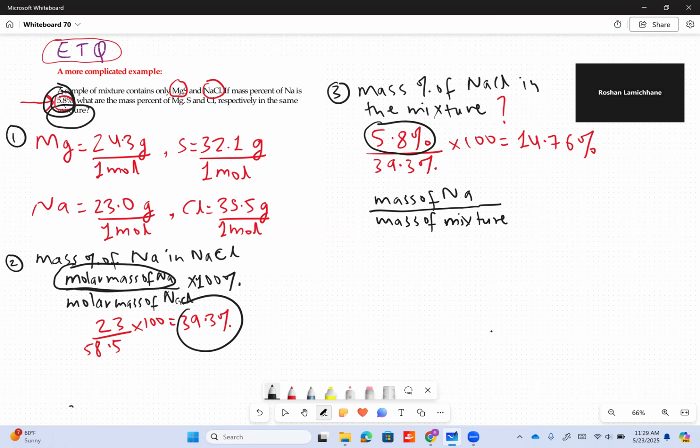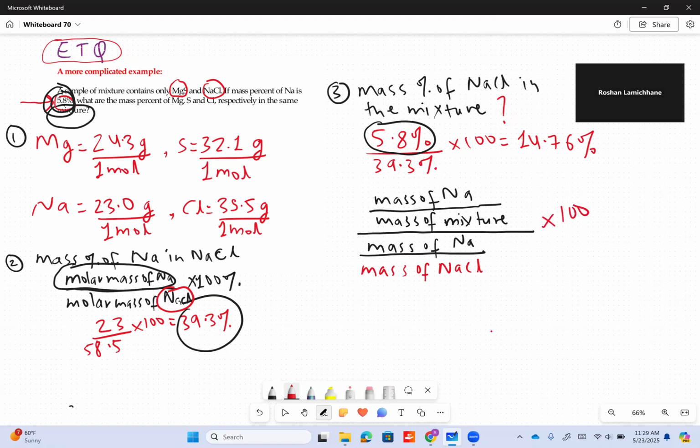That's my 5.8%, right? That is being divided by my 39.3%, which is the mass of Na in the mass of NaCl, right? Not the mixture, just in NaCl. And then we multiply that by 100, isn't it?